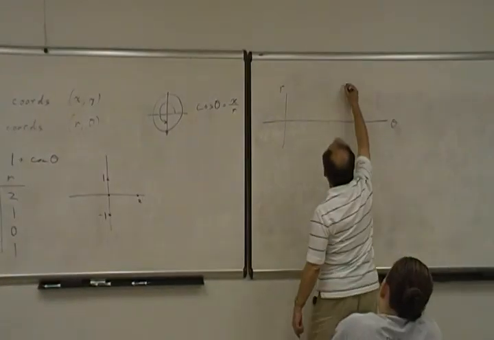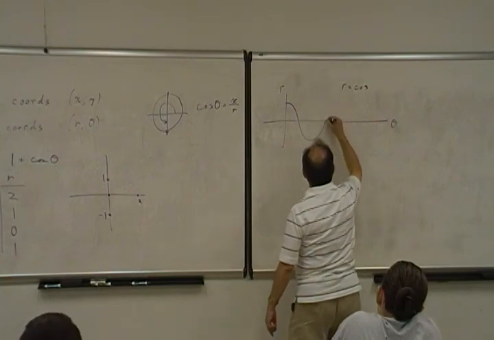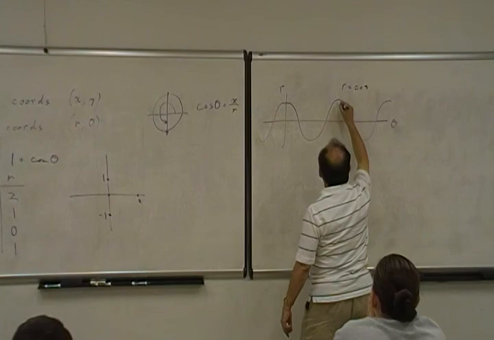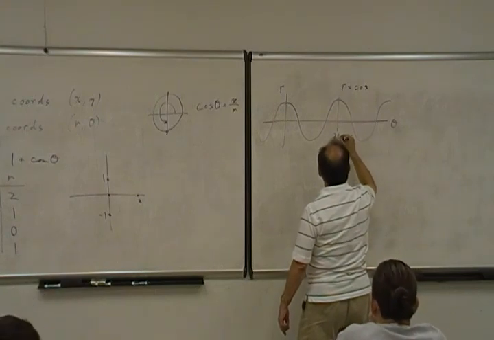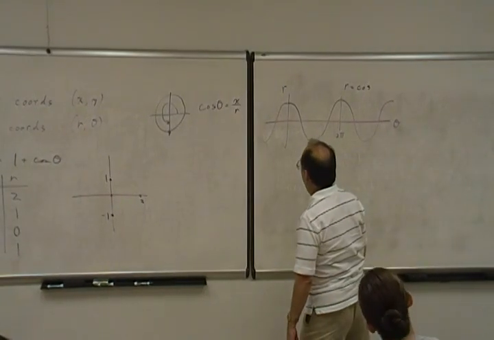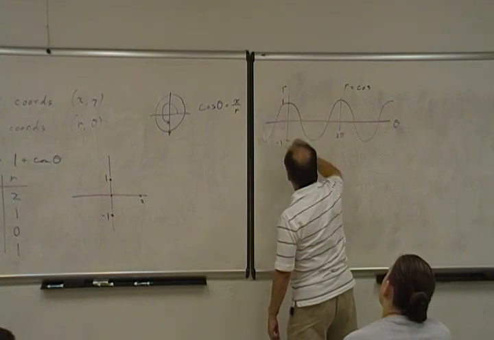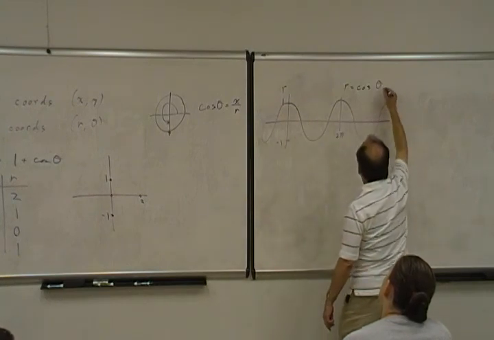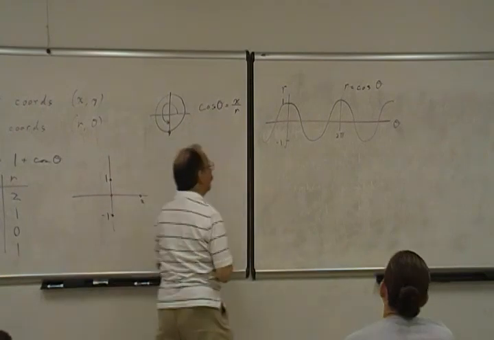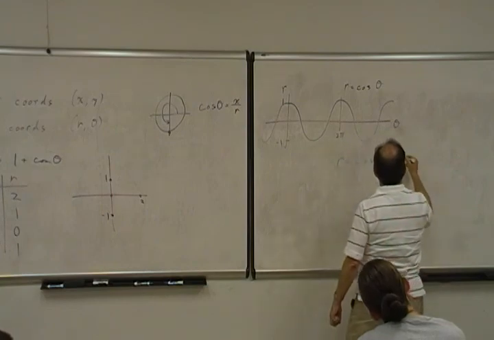First I draw r equals cosine theta. It looks like that. It starts at 1, goes down and up, and the period is 2 pi. Then I have to add 1 to that. So this used to be negative 1 to 1, but now I have to add 1. So let's change colors. r equals cosine of theta plus 1.